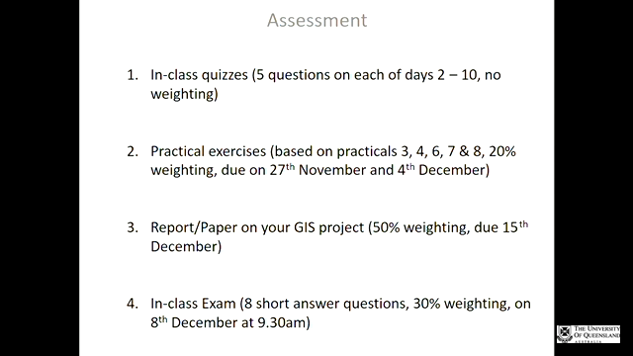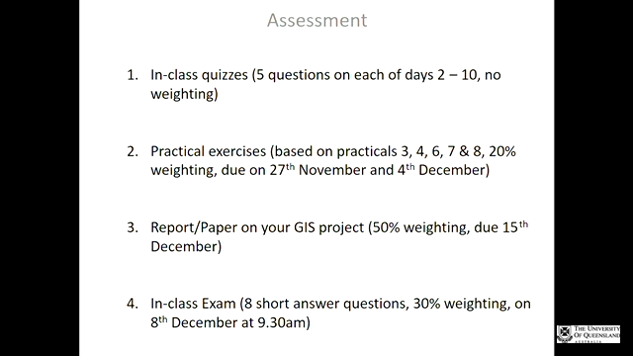I will circulate the description of that project probably in the next week or so, and we'll talk more about what you need to do for it on Friday. It's a relatively short report, about 2,000 words, but it has quite a reasonably high weighting. It's due on the 15th of December, which is a week after the exam. So you'll be working on it in the 3rd week, and then you'll have another week to finish off that GIS project.